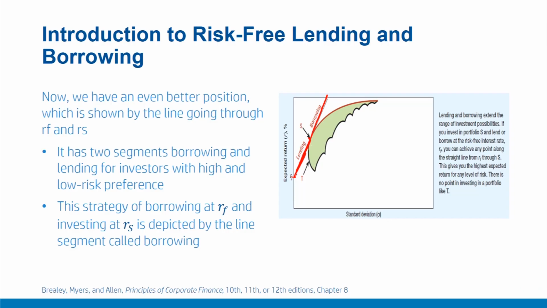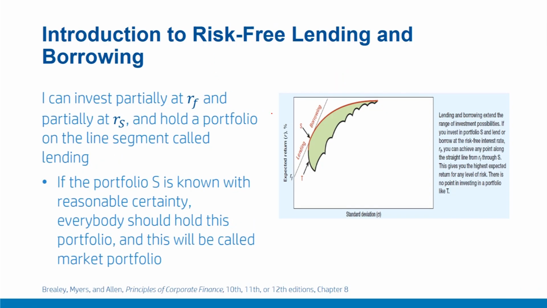This lending segment is preferred by investors with low risk preference, while this borrowing segment is preferred by investors with high risk preference. What do I mean by this? Those that are less risk averse would be borrowing at RF and investing their own wealth along with this borrowed amount in S to obtain a position on this borrowing segment, which extends from S and beyond on this straight line. While those who are highly risk averse and do not prefer risk much would invest partially their wealth in RF and partially in S to obtain a position on this segment RFS, which is called lending or investing.